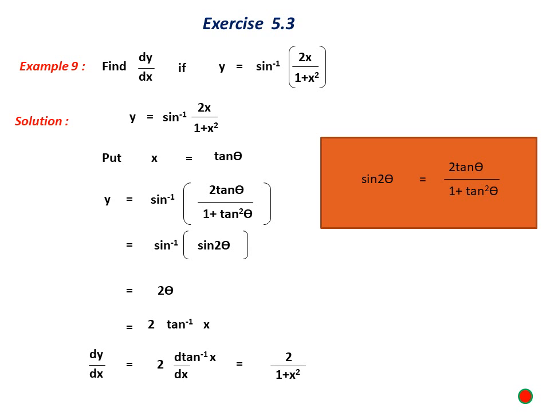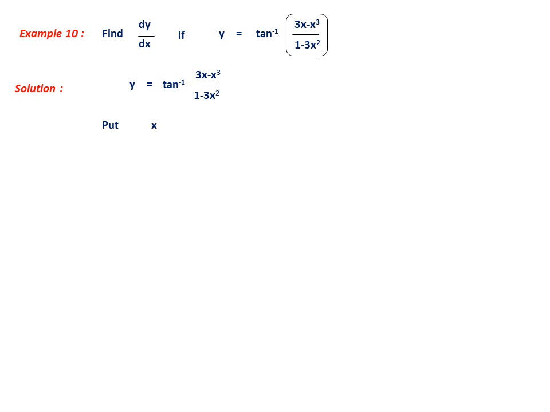Next, question number 10. Find dy by dx if y equals tan inverse of (3x minus x cube) by (1 minus 3x square). I think now you can guess what the substitution is, and don't do this type of question by chain rule. You have to do it by substitution so that the problem becomes simple.